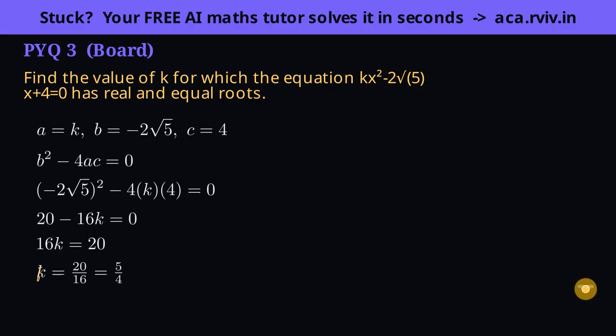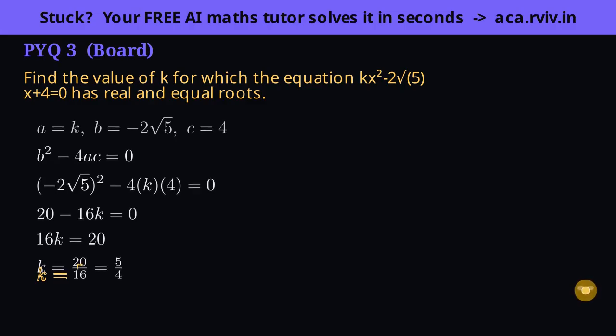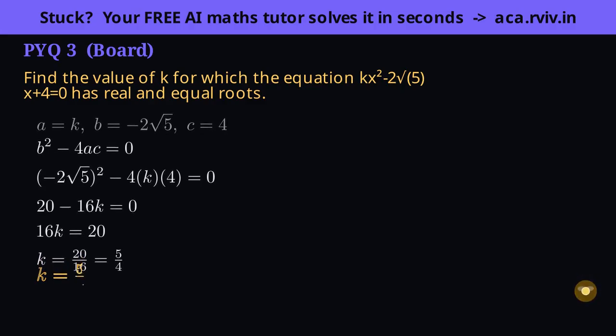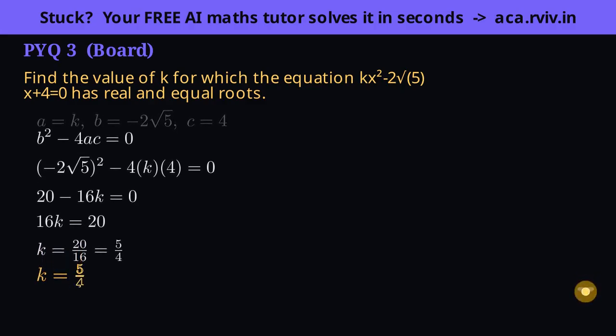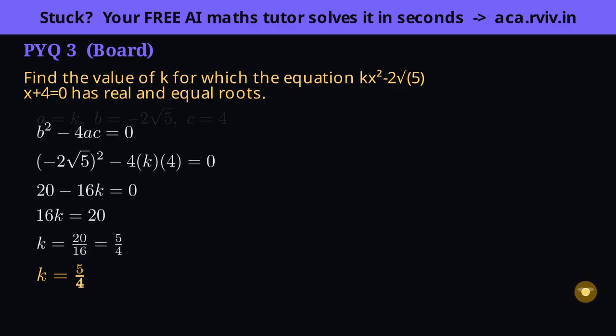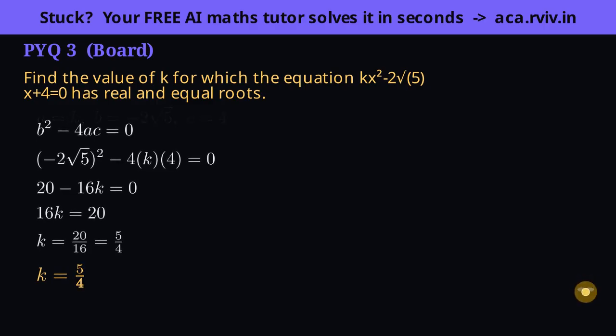Once more the translation does the heavy lifting. Real and equal roots means discriminant equals 0, which turns straight into a single equation for the unknown k. Recognize that phrase and these parameter finding problems become almost mechanical.